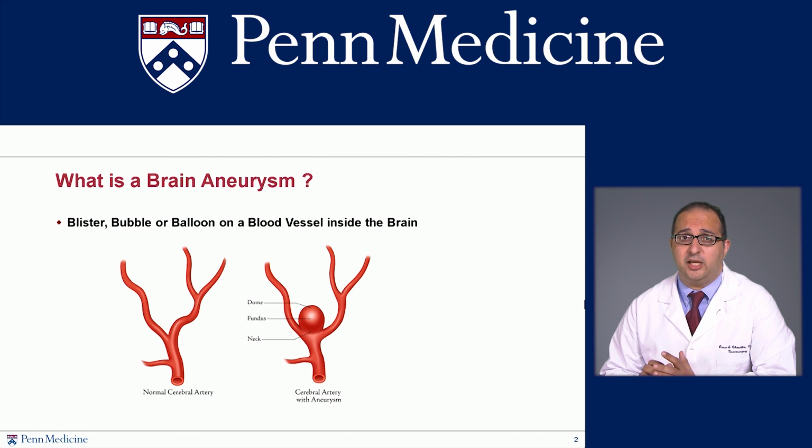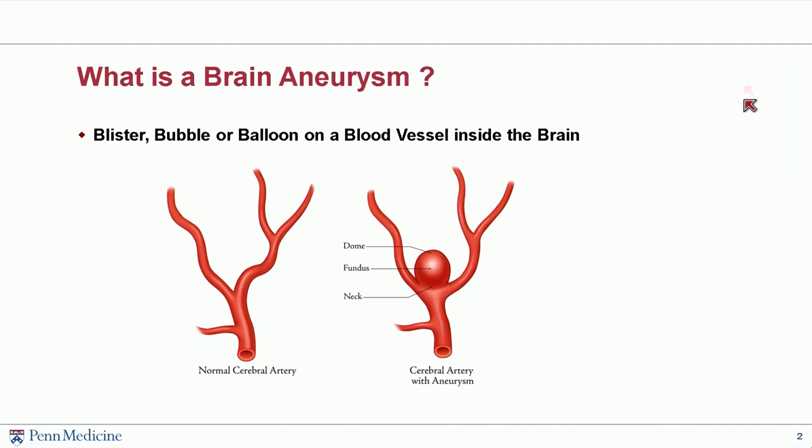You can think of a brain aneurysm as being a blister, a bubble, or a balloon on a blood vessel inside the brain. These blood vessels are essentially pipes that are carrying normal blood in the brain, and they're literally arborizing the brain tissue. On this image, as you can see, this is a normal brain blood vessel which branches out, and then you have an aneurysm which is forming right at this branch point.